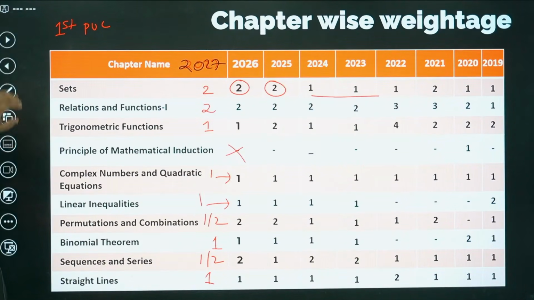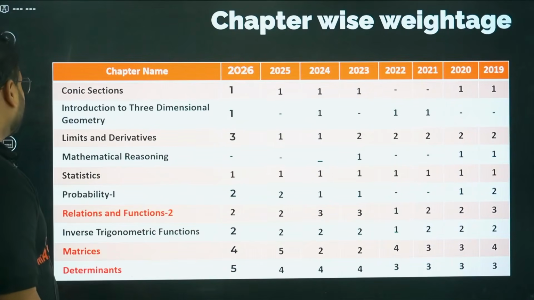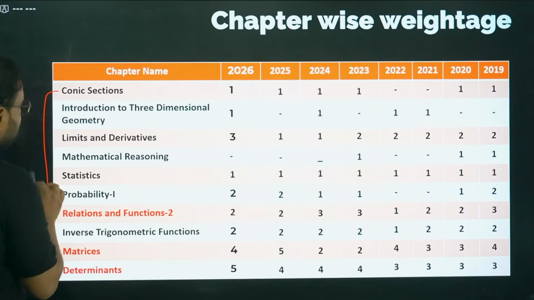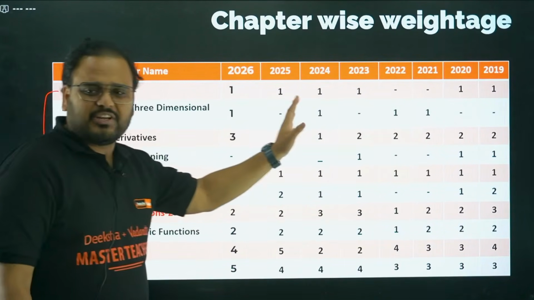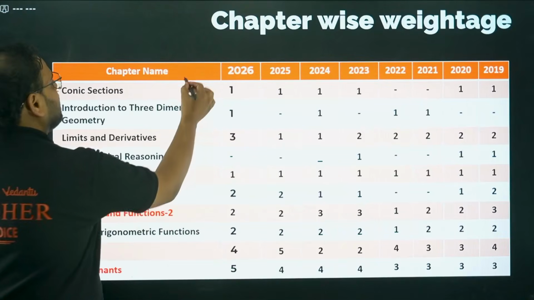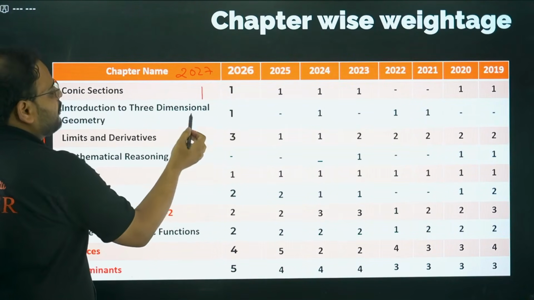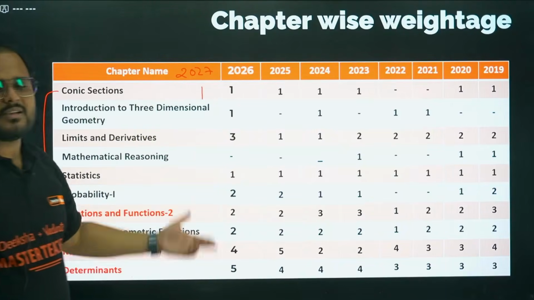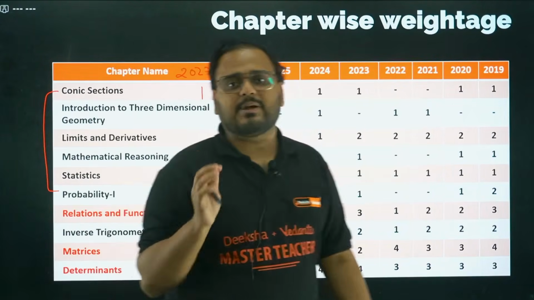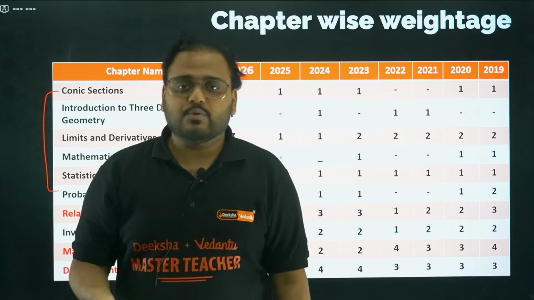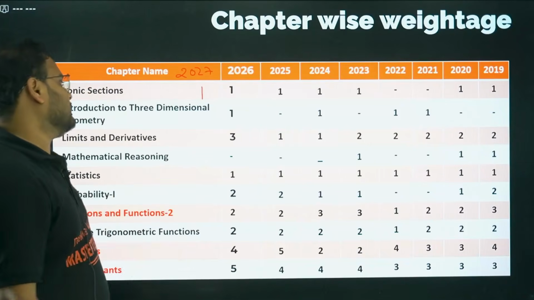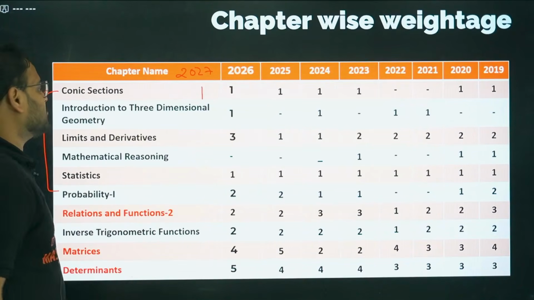Again, this is just for PU1 topics I'm talking about. Okay, till this we have only PU1 topics. Again, conics, they ask only 1 question every year, so you can expect 1 question this year as well. Introduction to 3D, sometimes they ask, sometimes they don't even ask this question, because we already have a chapter called 3D geometry in second PUC, so they ask some concepts from there also at times. But yeah, either 1 or no questions in this case.